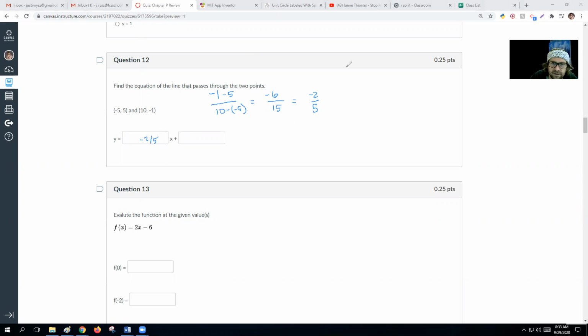All right, so then we got to find our b by picking one of the points and using their x and y's. I'll use that one. It looks nice. So we get 5 equals m, -2/5, times x, -5, plus b. All right, so if I were to multiply this out, this turns out to be a +2, and subtract that 2 over, b would equal 3. So we'll type that in our answer here. We get -2/5 for x, -2/5 x plus 3.